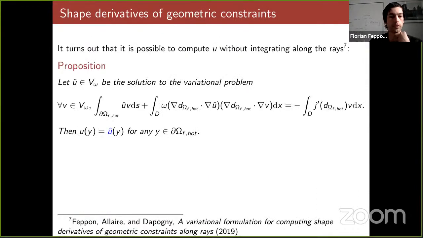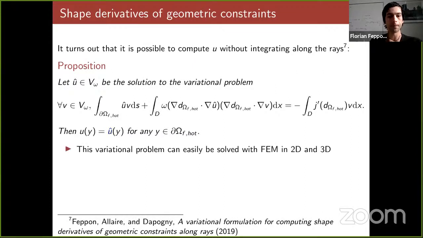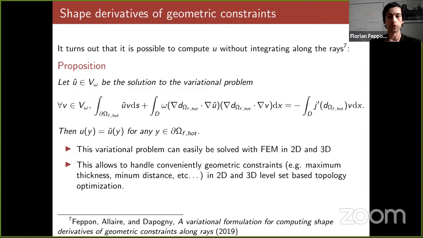In one of my works, we were able to show that you can actually compute this solution by solving a variational problem. We solve just a variational problem with finite elements, and this is as easy to implement in 2D and in 3D, and this allowed us to handle the geometric constraints.